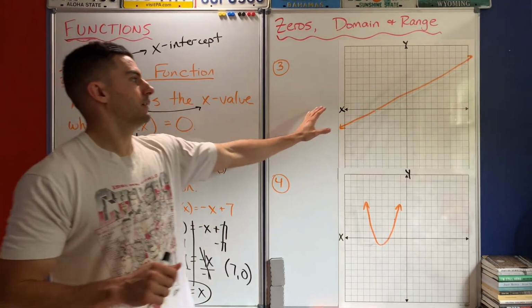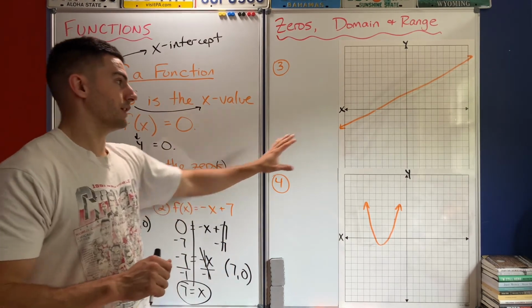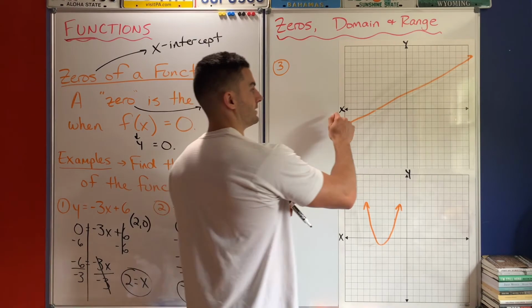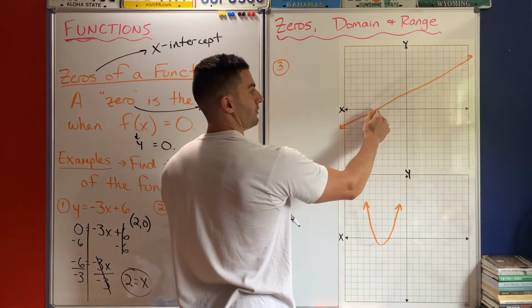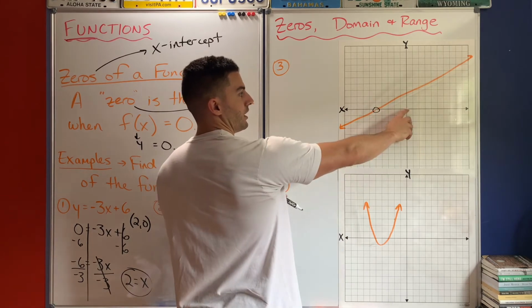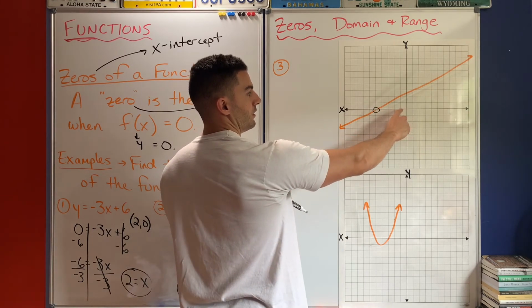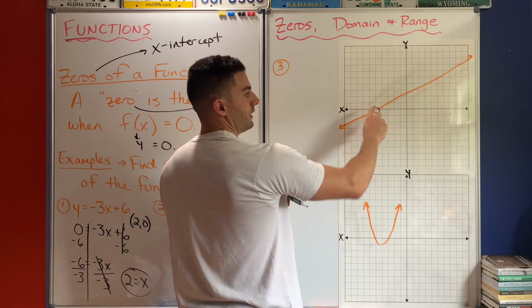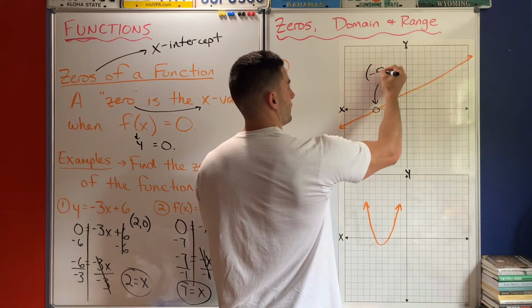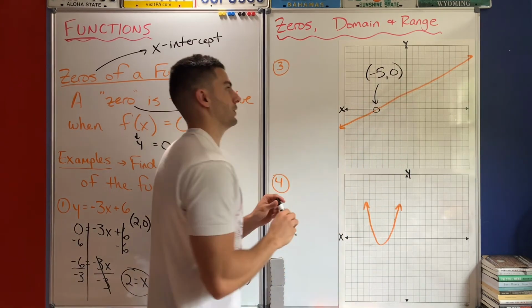For number 3, I'm wondering where's the 0 of this, okay? And so again, I'm looking for where does it cross through the x-axis, okay? And that happens right here, right at that point. And if I wonder what the coordinates of that point are, I go over -1, 2, 3, 4, -5, okay? So this would be the point -5, 0, okay?